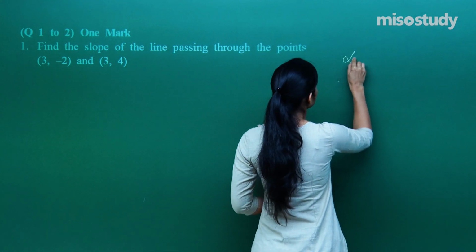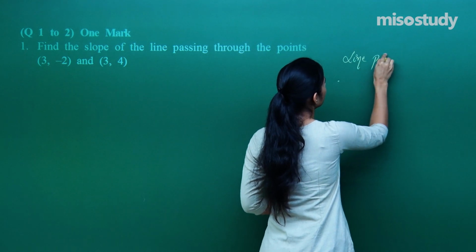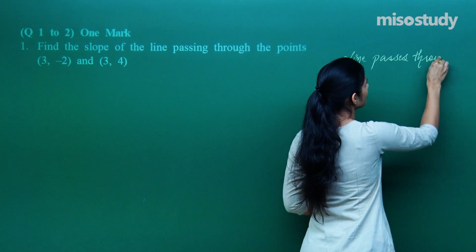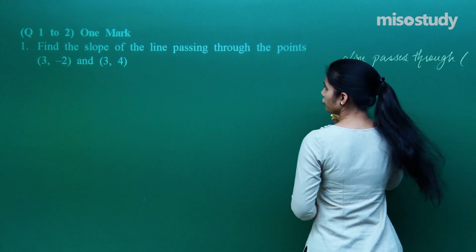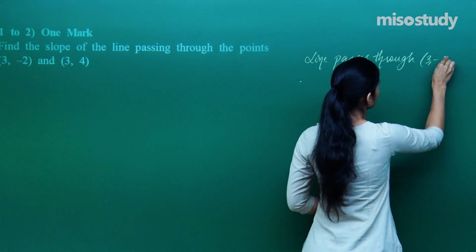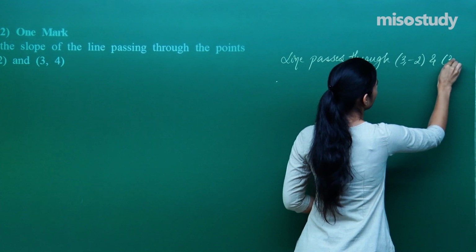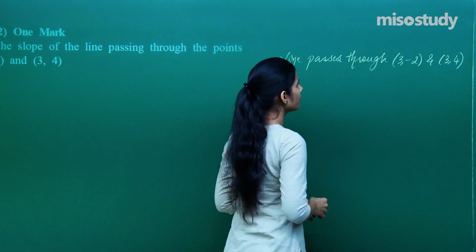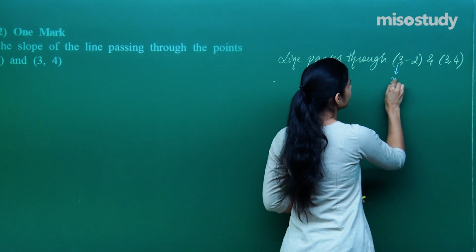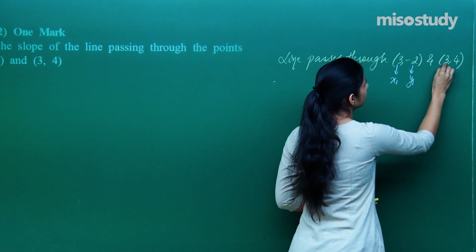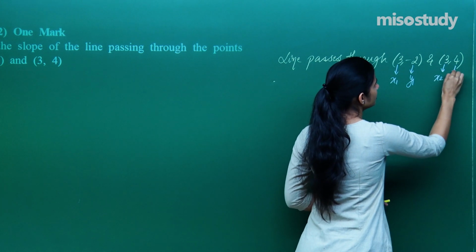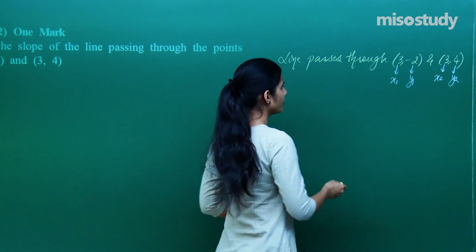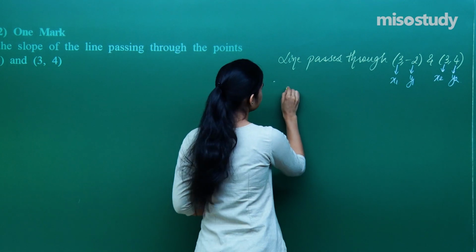So I will say line passes through (3, -2) and (3, 4). Let me say this is x1, this is y1, this is x2 and this is y2. Line passing through 2 points (x1, y1) and (x2, y2) will have slope as what?